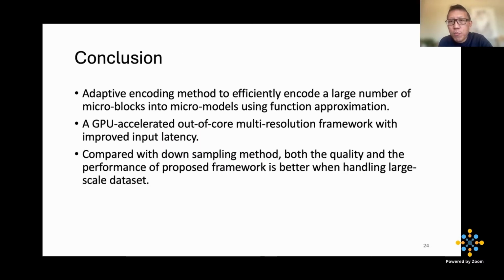So in conclusion, we propose this adaptive encoding method to efficiently encode a large amount of data into a functional approximation model. And then we also provide a renderer to take advantage of this representation to render high quality results with improved input latency.